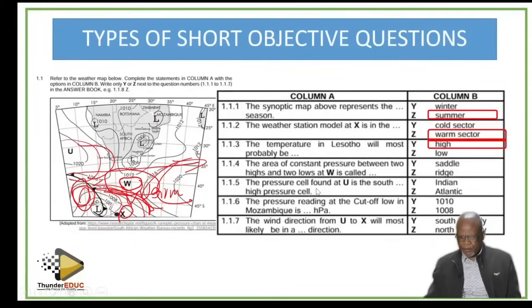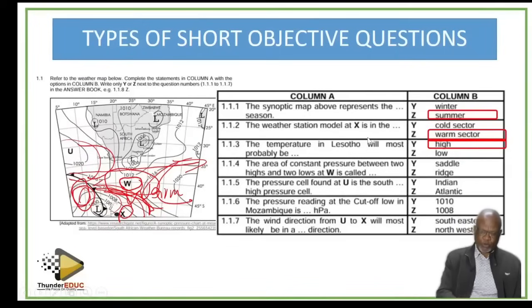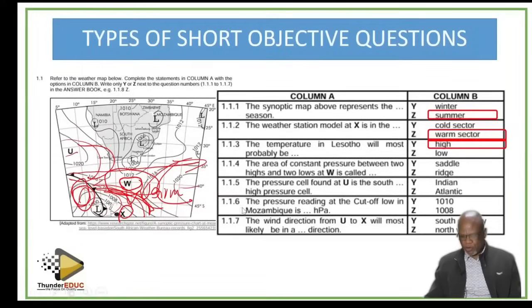And the pressure cell found at U. So here is the pressure found at U. I believe you studied your high pressure cells. So you have this one over here. You have the other high pressure here. So what will be the pressure cell there? It is the South Atlantic because it is found in the Atlantic Ocean.